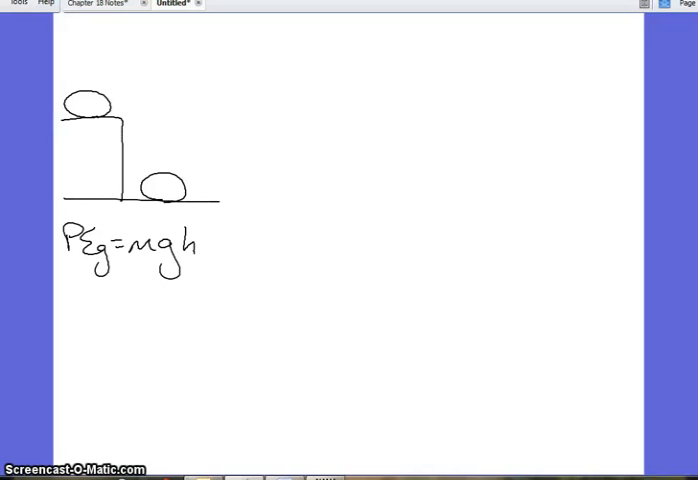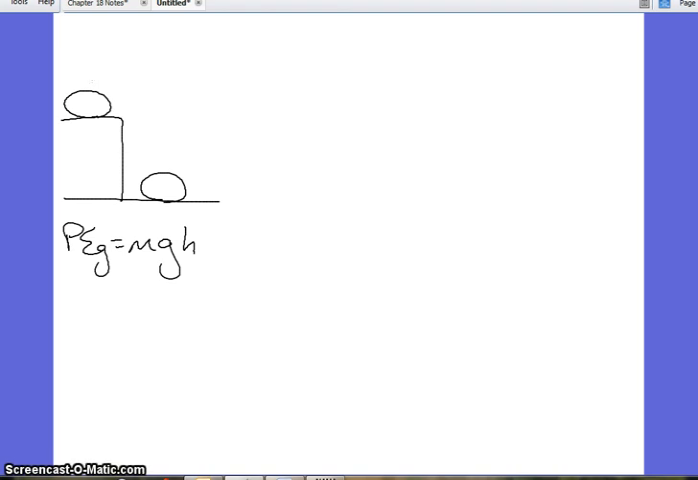Let's say we have two bowling balls of equal mass. One bowling ball is on top of the table, and one bowling ball is on the floor. And I ask you, which bowling ball has a greater potential energy? Since they have the same mass and the same gravitational field acting on them, the only difference is their height. The bowling ball that is higher up would have the larger potential energy.